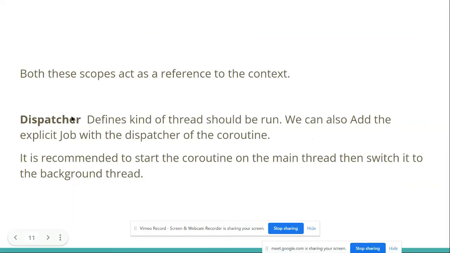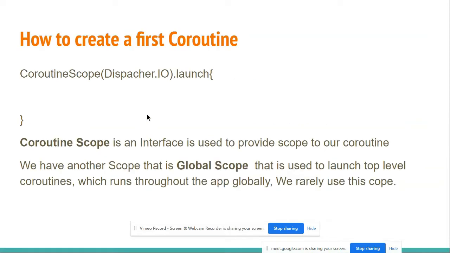What is the dispatcher? This is Dispatchers.IO. We can directly use IO only, in place of Dispatchers.IO. Basically, this is the context that we pass to the coroutine scope. There are different kinds of dispatchers: IO, Main, and Default, which we will study further.